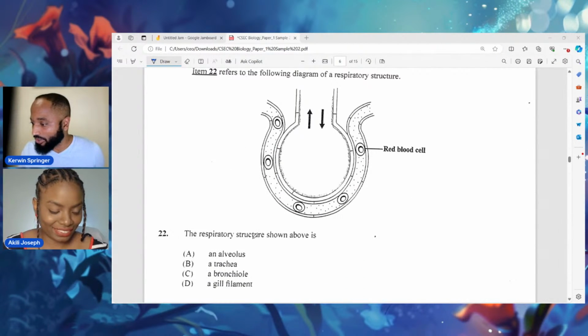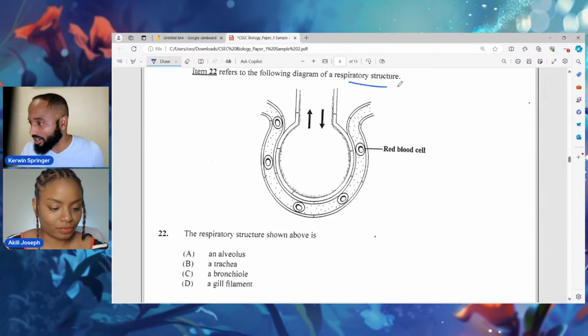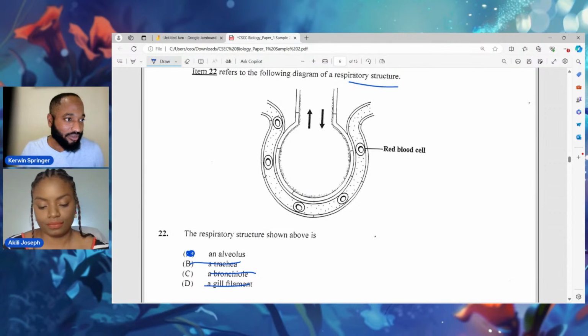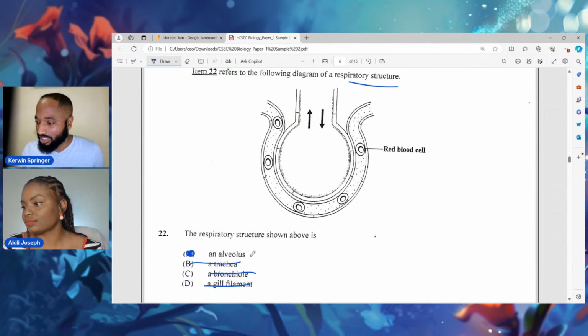The respiratory structure shown above is... red blood cell coming along here. So this is not that, not that, not that. By elimination, that's the singular alveolus.